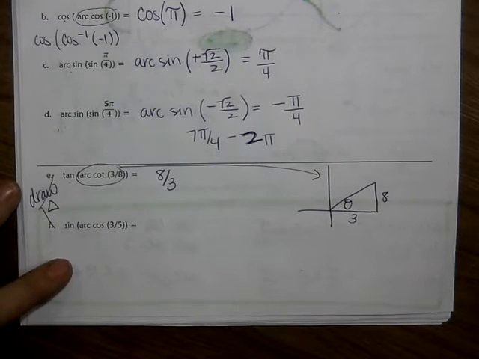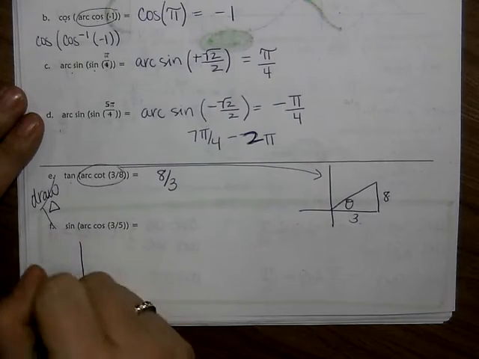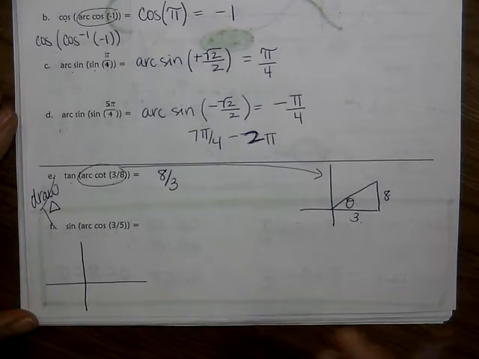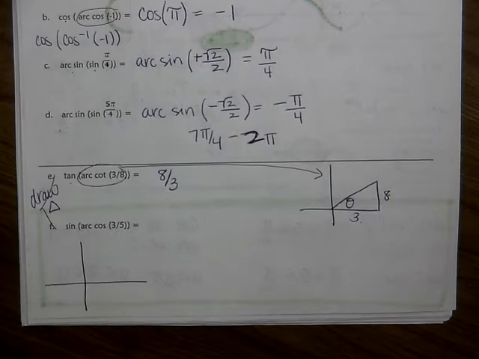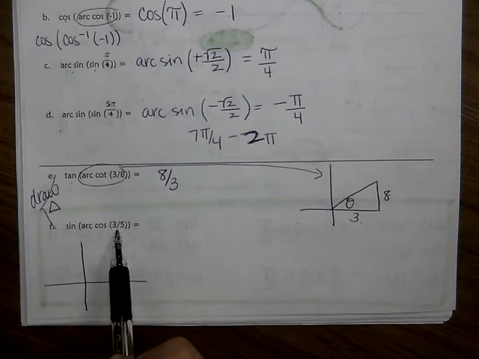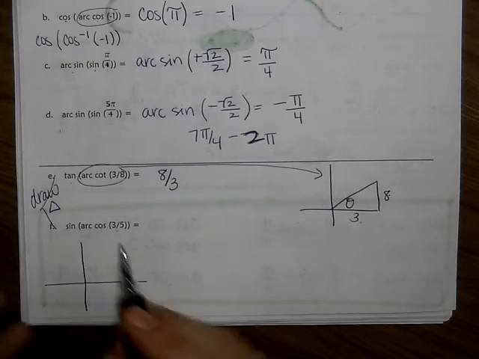Okay, let's look at the next one. So we're given cosine is 3 over 5. So cosine is defined in quadrants 1 and 2. It's positive, so doesn't it have to be in quadrant 1?